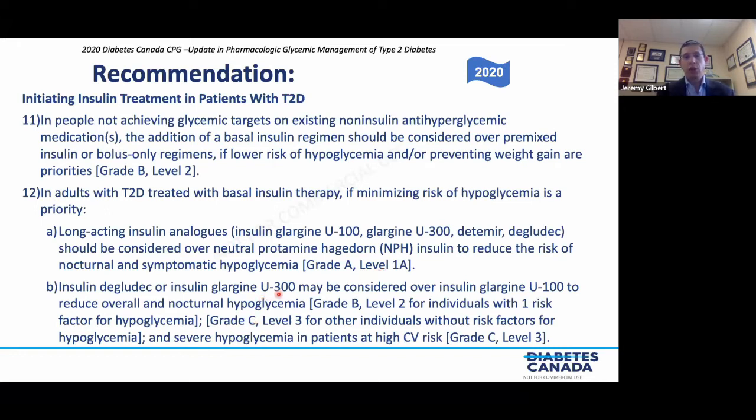Insulin degludec or insulin glargine U300, known as Tresiba or Toujeo, may be considered over glargine U100 to reduce overall and nocturnal hypoglycemia, with slightly less evidence for those who have one or more risk factors for hypoglycemia, and as well for those individuals without risk factors for hypoglycemia at a lower grade of evidence, and as well for those who have severe hypoglycemia. So the point is that long-acting insulin analogs are generally recommended over NPH, and then second generation agents like degludec or glargine U300 may be recommended over first generation basal analogs, specifically to address overall and nocturnal hypoglycemia.